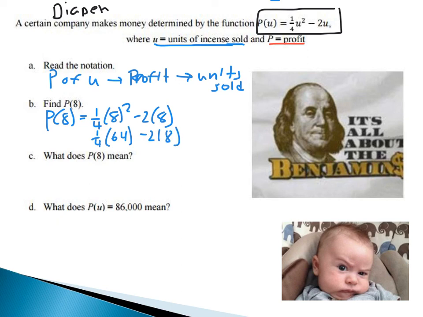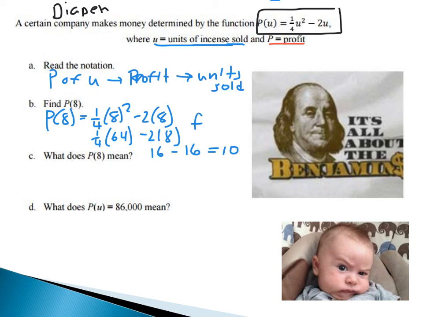Now we have two multiplication problems, 1/4 times 64 and 2 times 8. 1/4 times 64 is 16. Might have to use a calculator there. And 2 times 8 is 16. So what's 16 minus 16? That's 0. So what does this mean? What does P of 8 mean?